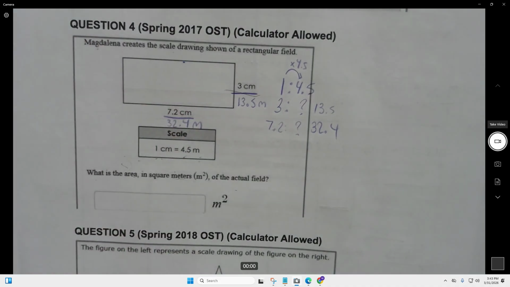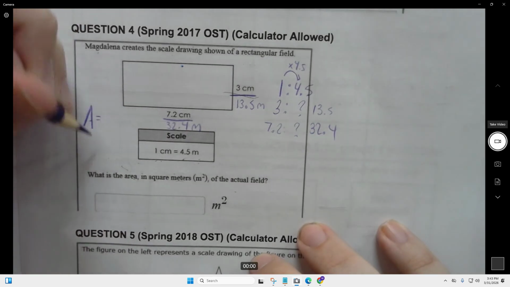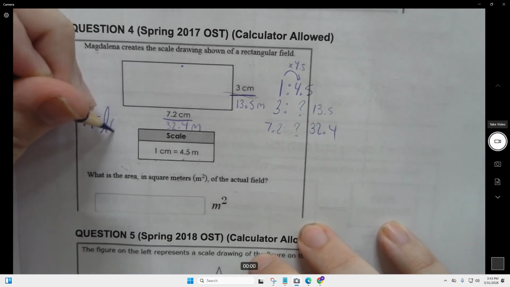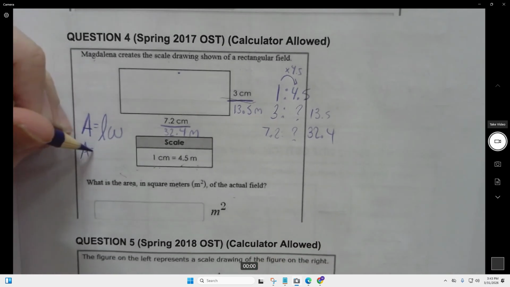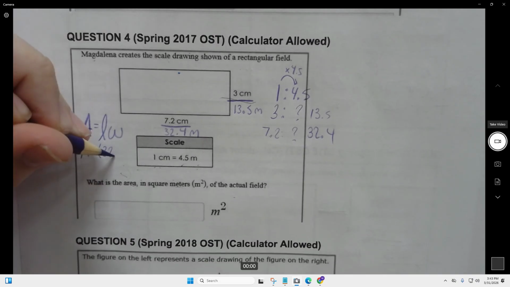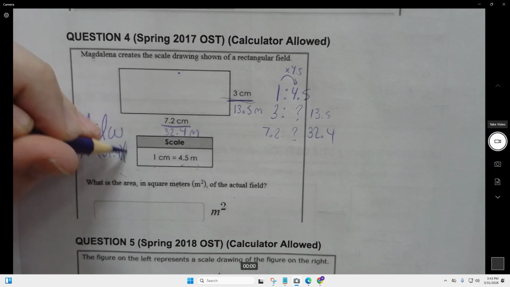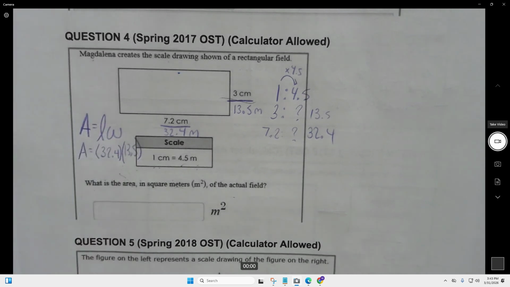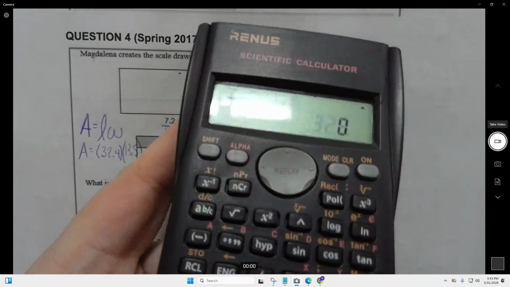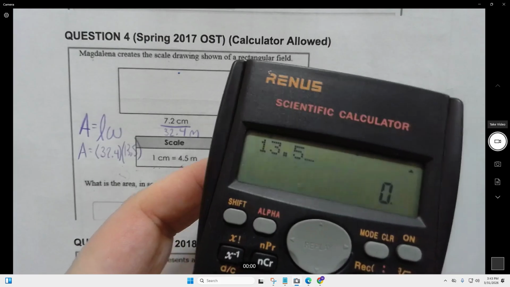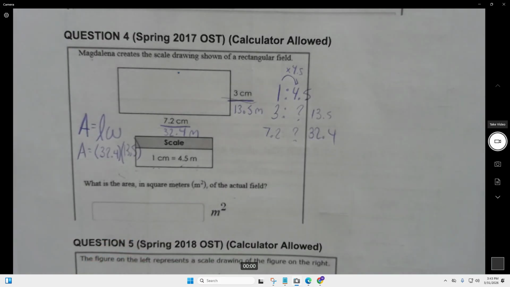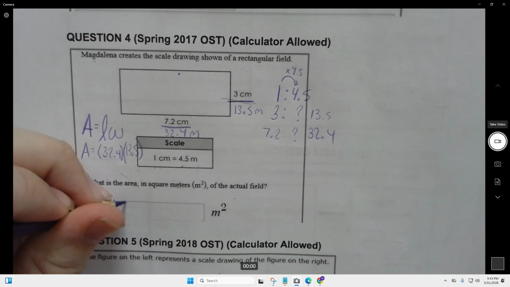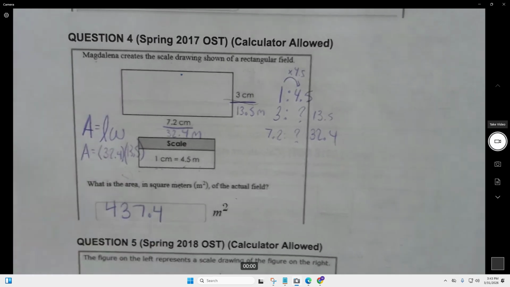Now, we need to find the area. How do you find the area of a rectangle? Area is equal to your length times your width. So our length is 32.4 meters, our width is 13.5 meters. And now we just multiply 13.5 times 32.4. 437.4 meters squared. That's the right way to do it.